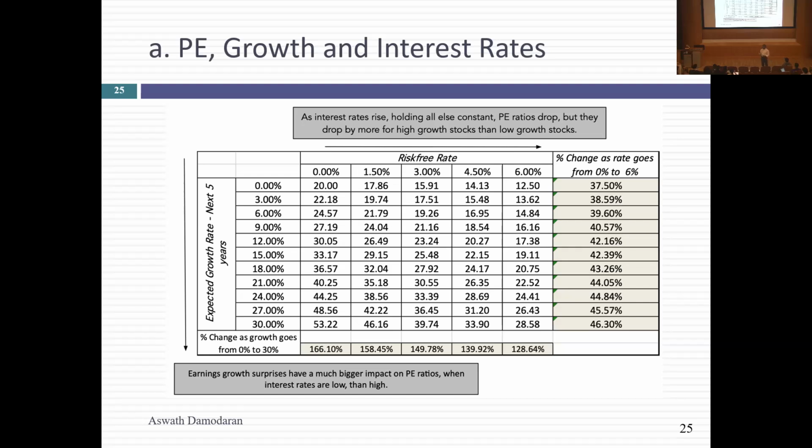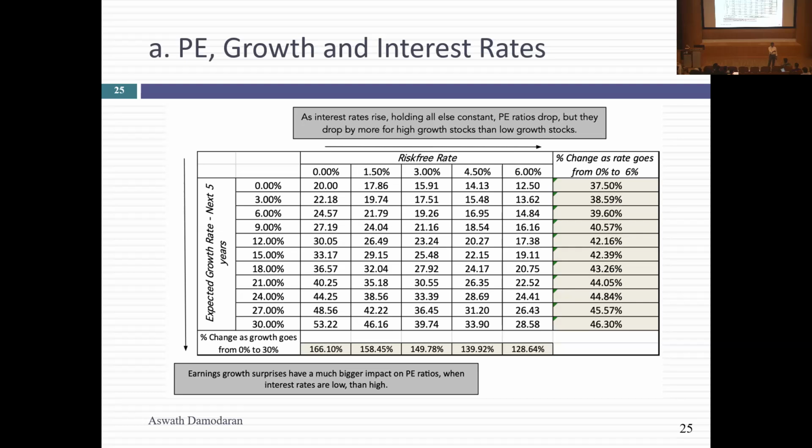You know what this table is telling you? The effect of an earnings surprise on stock prices is much greater when interest rates are low than when interest rates are high. So I have a generic question. Why, when you get surprised with a lower growth rate, is the effect much smaller when interest rates are high than when interest rates are low? Deep, you want to try? In fact, you're almost there.